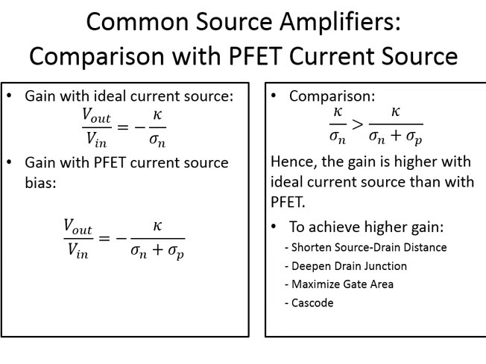In order to achieve higher gain, we either increase kappa or decrease sigma. In order to decrease sigma, we need to shorten source drain distance and deepen drain junction. In order to increase kappa, we need to maximize gate area. Another way to achieve higher gain is to use a cascode.